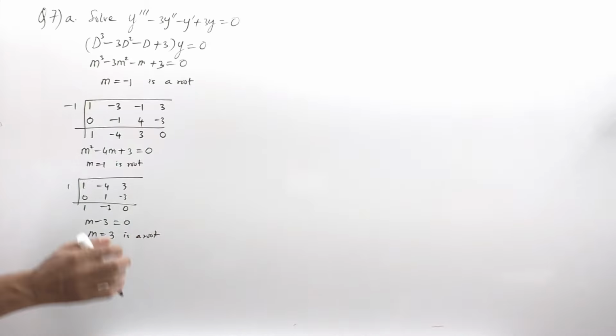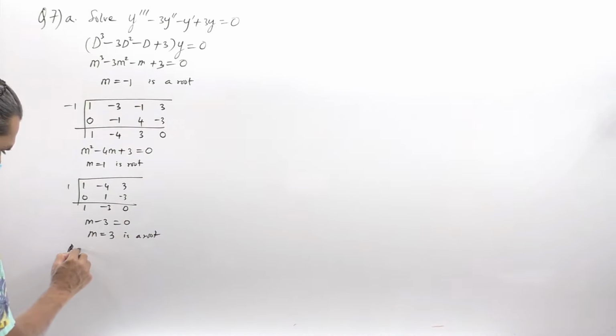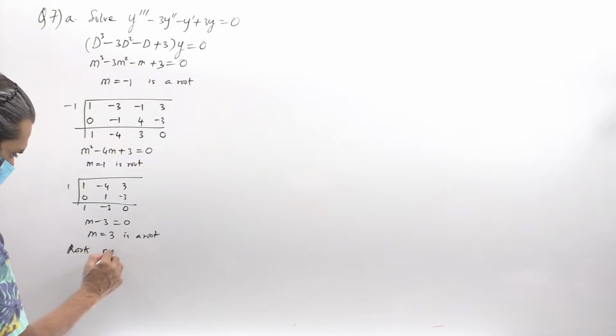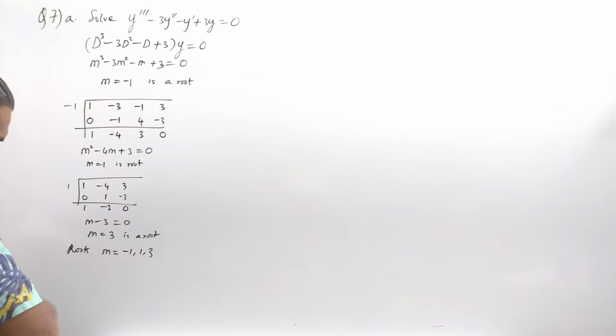Therefore, we have 3 roots here. Since it is m cube, the roots are m is equal to minus 1, 1 and 3. That's all. Underline it.